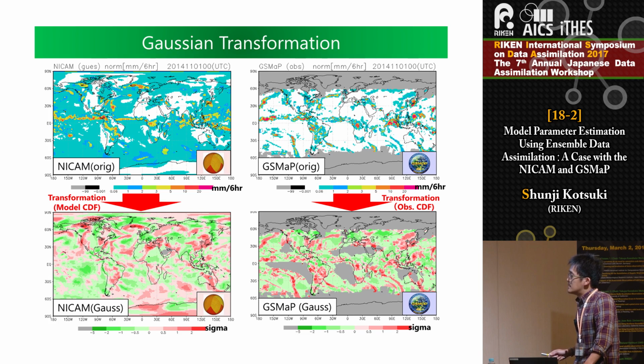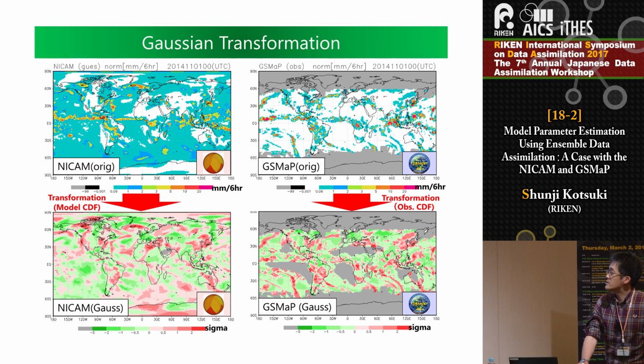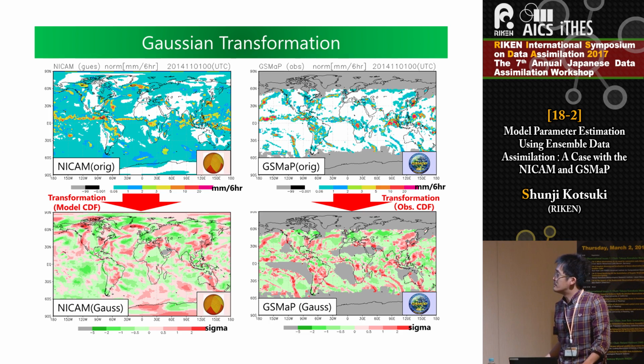As you can see, you may notice that there are several gray colors. It means a missing value. Our method transforms the precipitation based on the past precipitation record. Therefore, if there is no precipitation in the past 30 days, we cannot define the PDF. In this case, we cannot conduct the Gaussian transformation. But over the globe, we generally have Gaussian transformed variables.